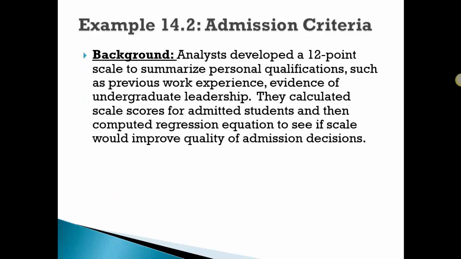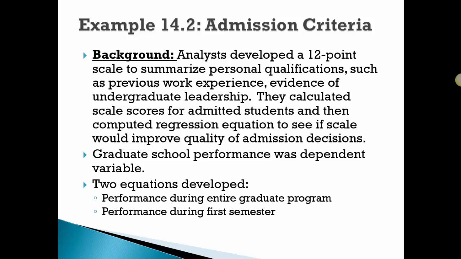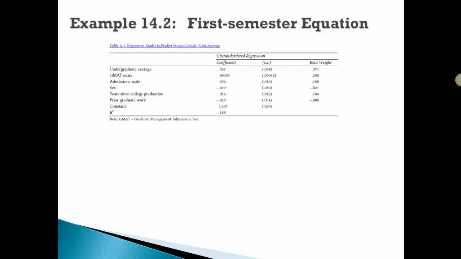So let's take a look at an example. Admission criteria. Analysts developed a 12-point scale to summarize personnel qualifications such as previous work experience, evidence of undergraduate leadership. They calculated scale scores for admitted students and then computed the regression equation to see if the scale would improve the quality of the admission decisions. And the graduate school performance was the dependent variable. 2 equations were developed: performance during the entire graduate program and then also performance during the first semester.